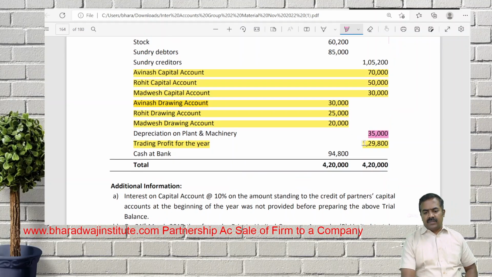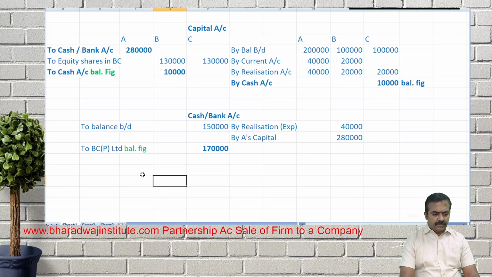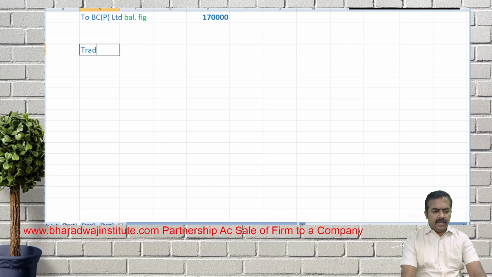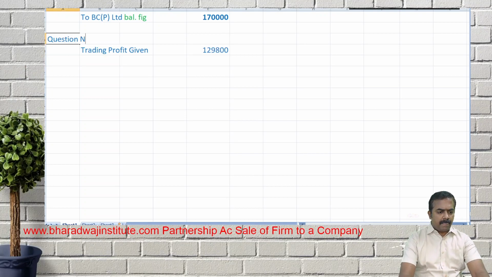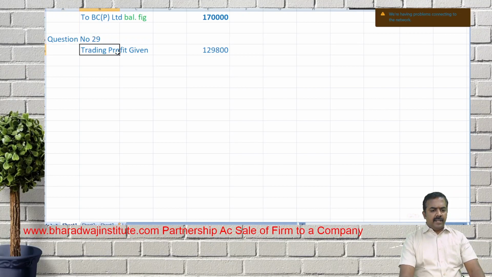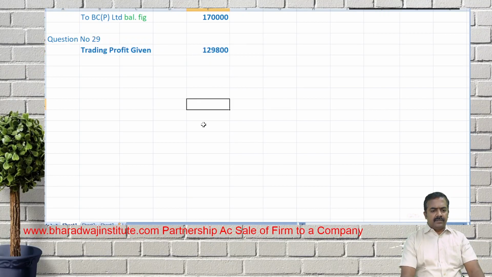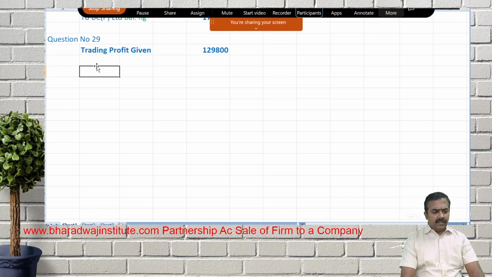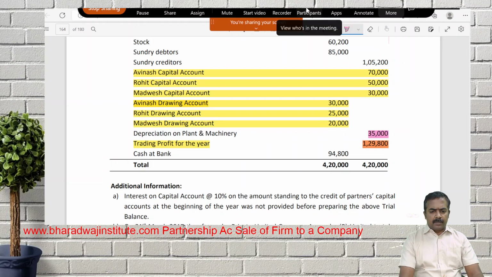We have to share the profit. What is the profit? 1,29,800 இருக்கு இல்லையா? What is the trading profit given? 1,29,800. 1,29,800 கொடுத்திருக்காங்க. Net profit as per P&L account. Trading profit given 1,29,800. Then less interest on capital. What is interest on capital? Partners capital பாருங்க.